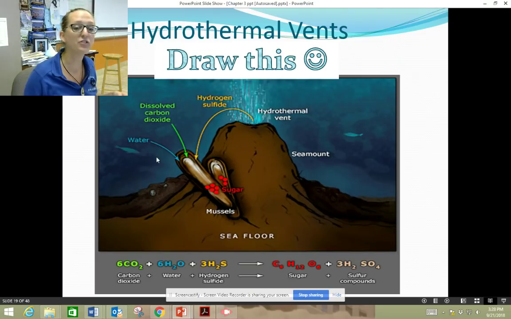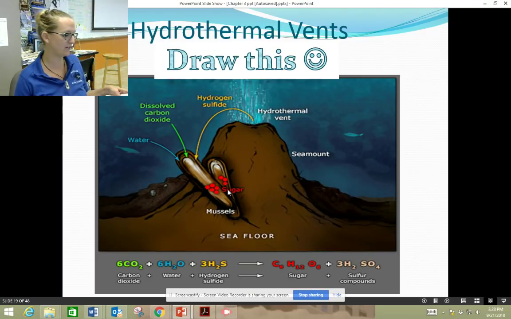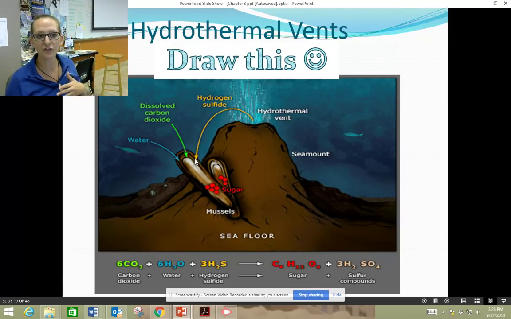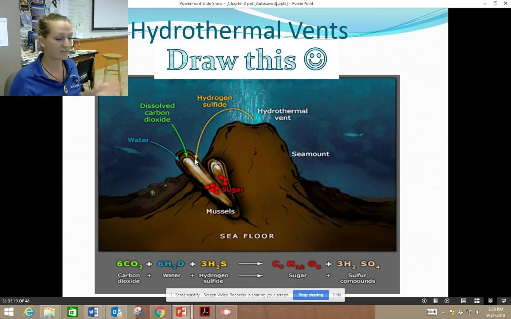For example, mussels at these vents, you got some mussels here, have mutualistic bacteria living in their gills, but they also filter feed. There's just not enough particulate matter for them to be filter feeding. Tube worms also suck in nutrients. They also filter feed. Again, there's not enough organic material to actually filter feed and be successful with it. Therefore, they have to have that mutualistic bacteria inside of them.